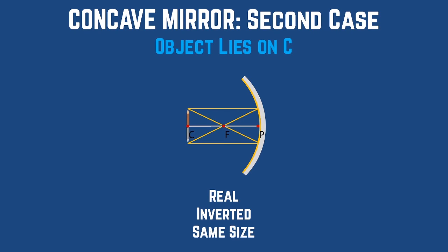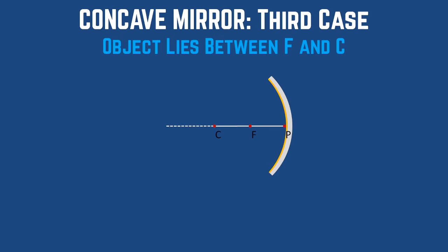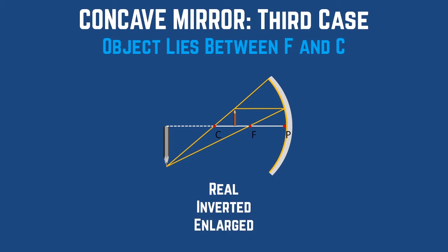A trick while drawing this ray diagram is to first draw the image and then draw the rays to get an accurate diagram. The third case is when the object lies between the focus and the center of curvature. The first ray we choose will be parallel to the principal axis and will pass through the focus, and the second ray will appear to pass through the center of curvature and get reflected back along the same path. The image formed is real, inverted, and enlarged.